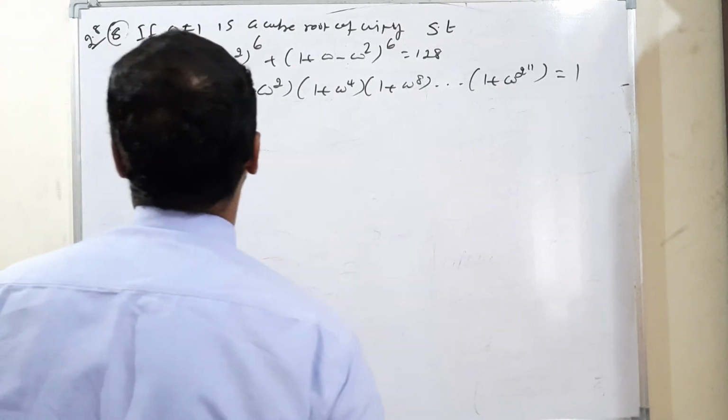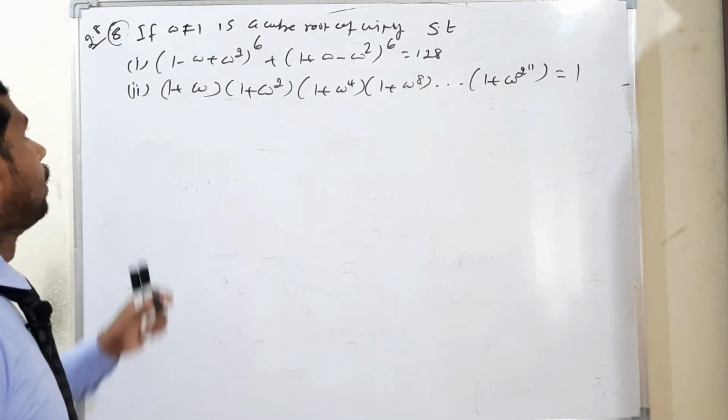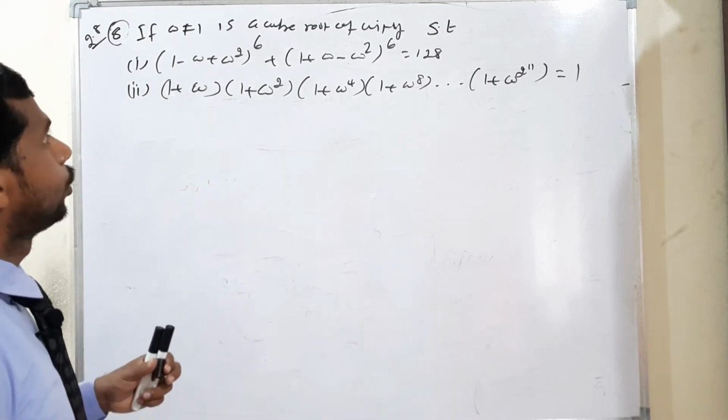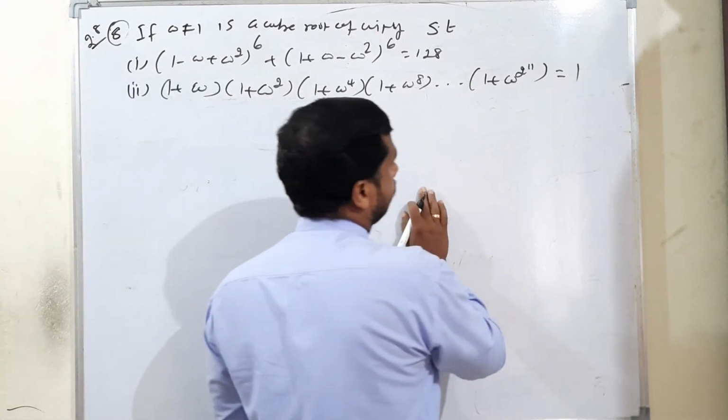Moving to one of the important 5 mark questions, from exercise 2.8, question number 8. If ω not equal to 1 is a cube root of unity, show that, subdivision 2 is there. So one by one we can apply.